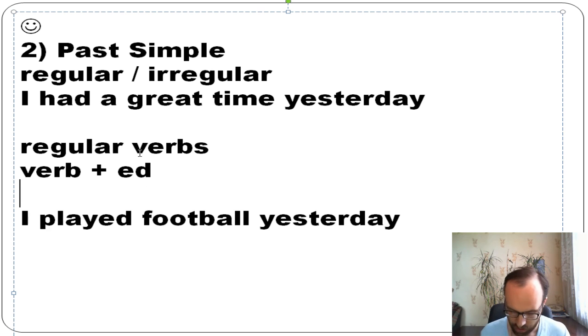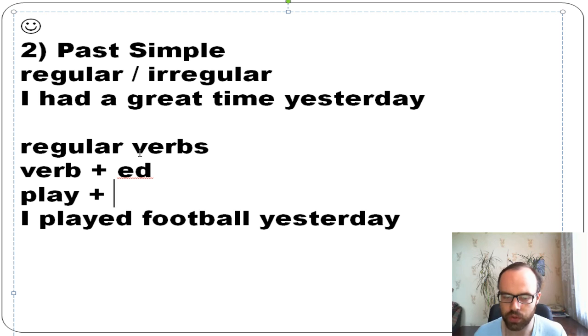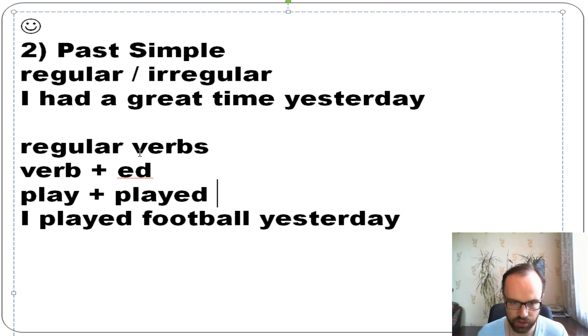Verb plus ed. So, play, we have this verb. If we want to form the second form or the third form, we call it past participle, we say played. That's it. So actually, it's pretty easy, nothing difficult at all. So regular verbs have ed in the end.